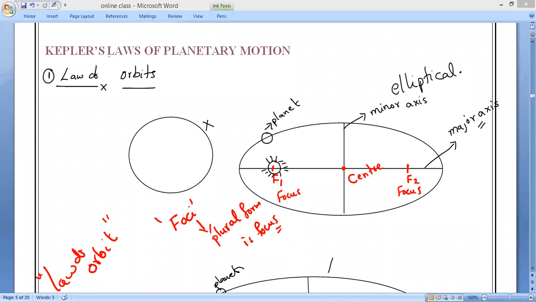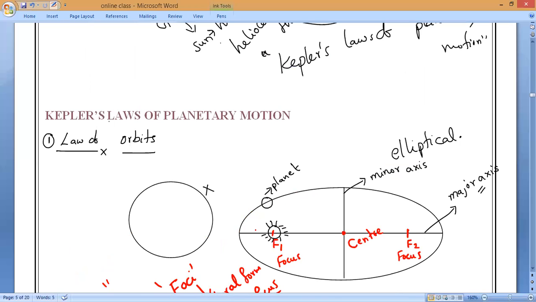Now, have you noticed one thing here? When a planet is in a circular path, the distance between the planet and the sun is always the same. Is it right or wrong? But if it comes to the elliptical orbit, the length of the shortest line joining the planet and the sun is not constant throughout the elliptical path. Is it right or wrong? Yes or no? Because it is an elliptical path.